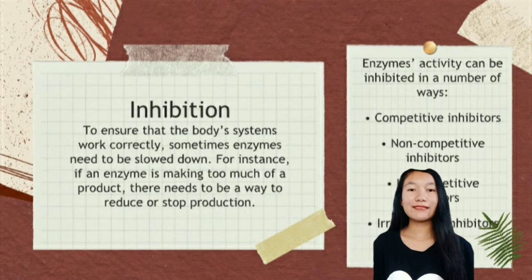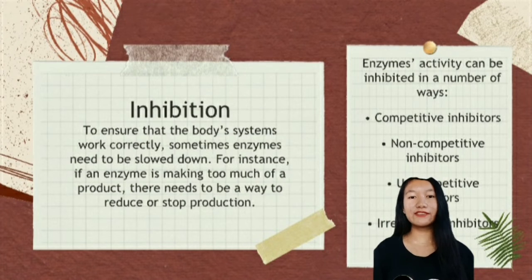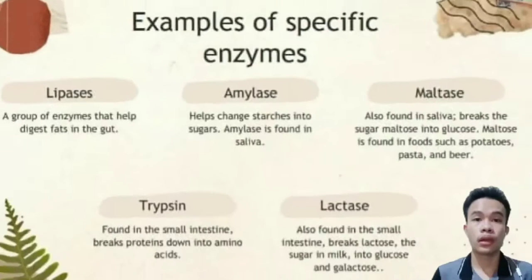The third one is the uncompetitive inhibitors. The inhibitor binds to the enzyme and substrate after they have bound to each other. The product leaves the active site less easily and the reaction is slowed down. And the last is the irreversible inhibitors. An irreversible inhibitor binds to an enzyme and permanently inactivates it.